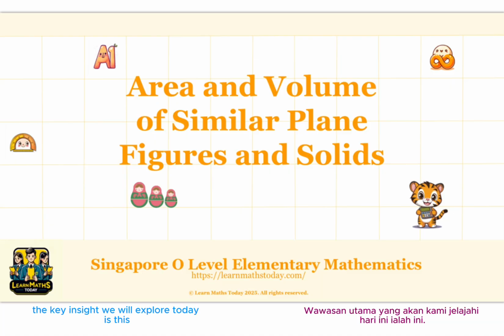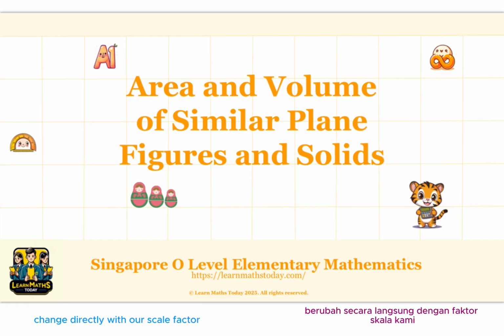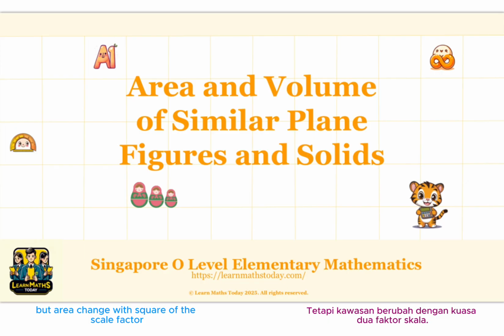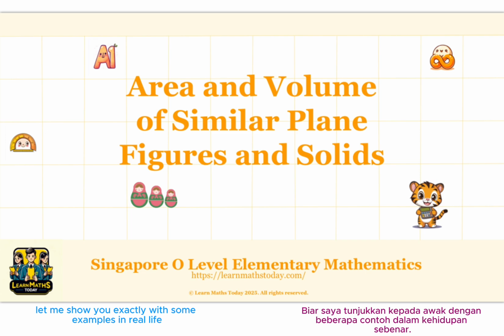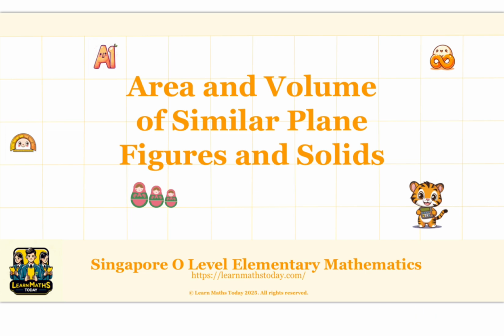The key insight we will explore today is this. When we make similar figures bigger or smaller, different measurements will change at different rates. Linear measurements change directly with our scale factor, but area changes with the square of the scale factor and volume changes with the cube. This will sound abstract for now, but soon you will understand how powerful this concept is. Let me show you exactly with some examples from real life.